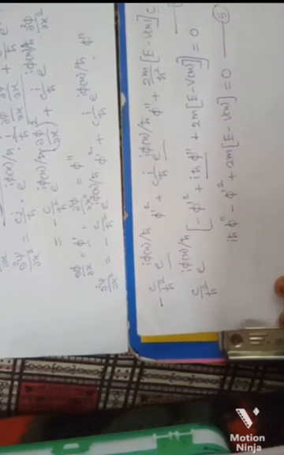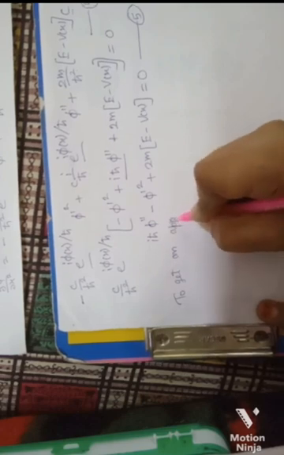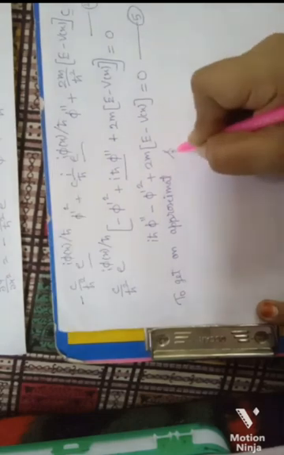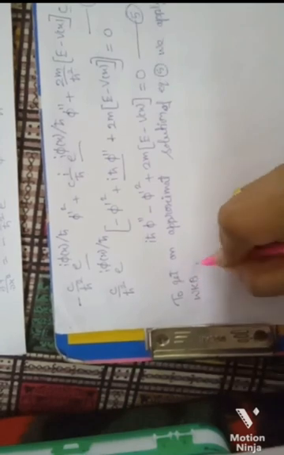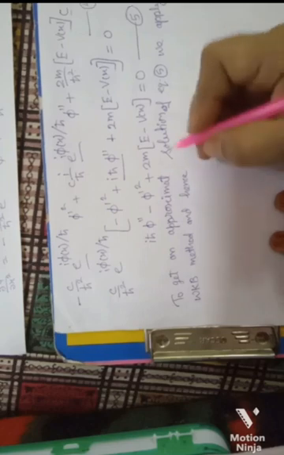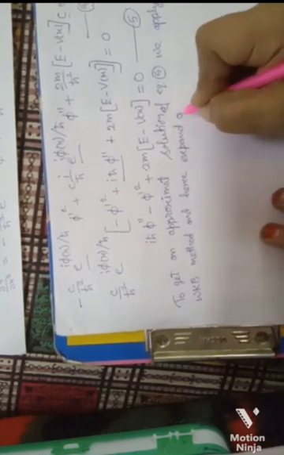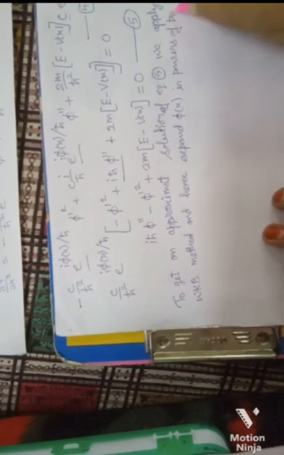This is equation 5. Okay students, now what we will do to get an approximate solution of equation 5, we apply the WKB method, and hence what we will do is expand phi of x in powers of h cross.